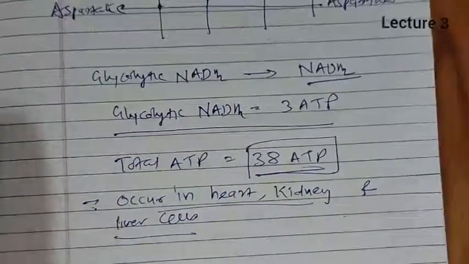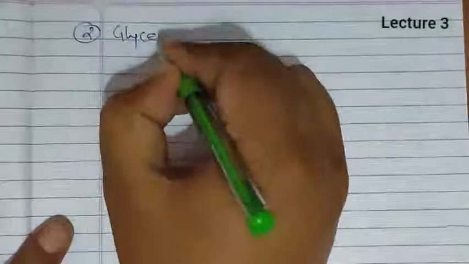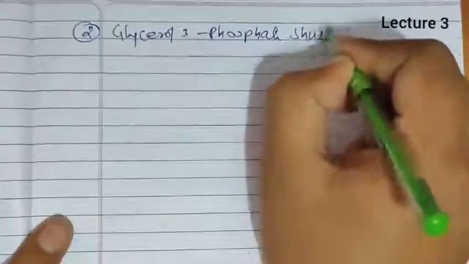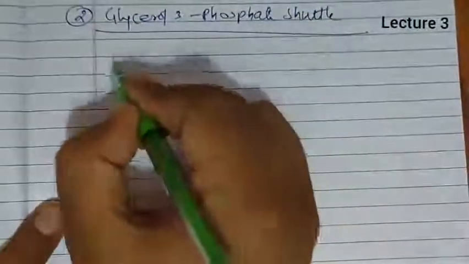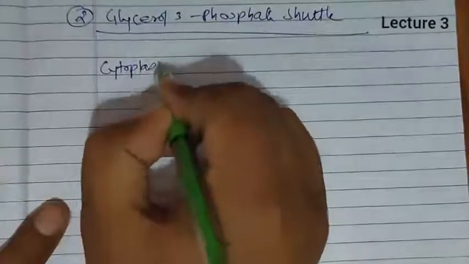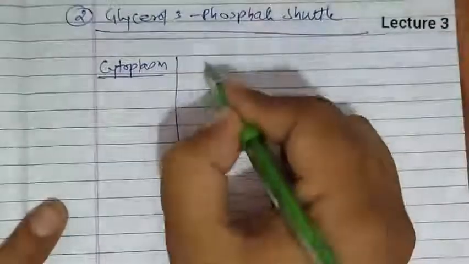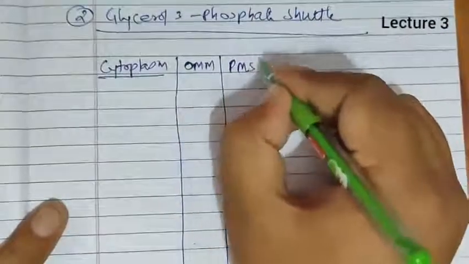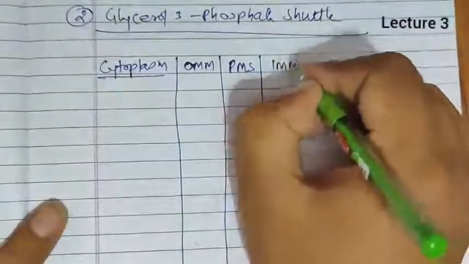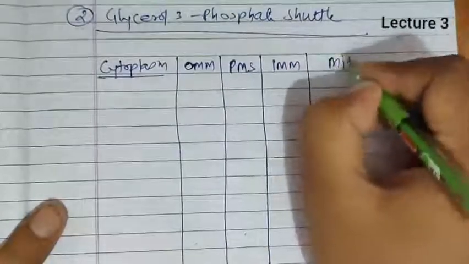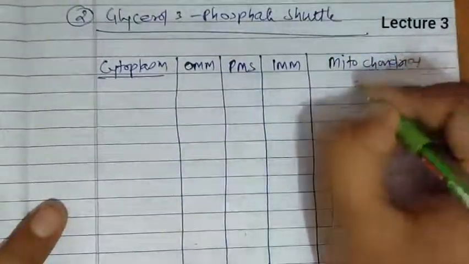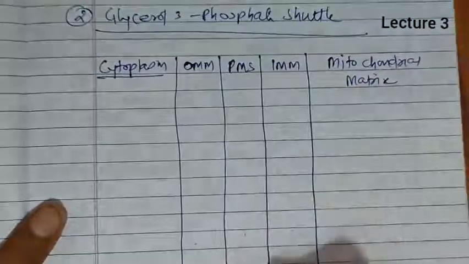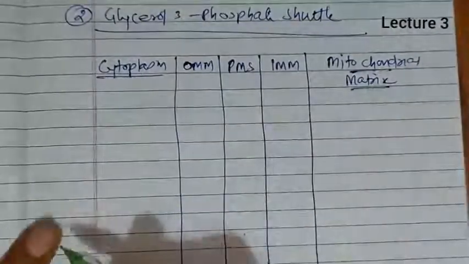Now we talk about another shuttle, that is the glycerol 3-phosphate shuttle. So the second shuttle is the glycerol 3-phosphate shuttle. In this, if we draw, suppose this is the cytoplasm, this is the outer mitochondrial membrane, if we cross the membrane of the mitochondria, this is the perimitochondrial space, this is the inner mitochondrial membrane, and this is the mitochondrial matrix.